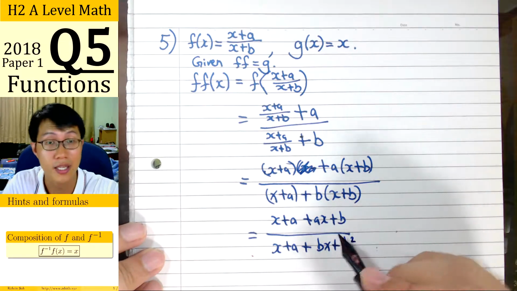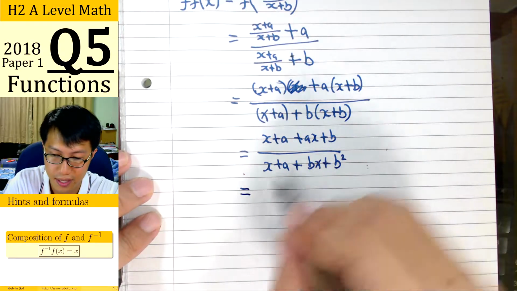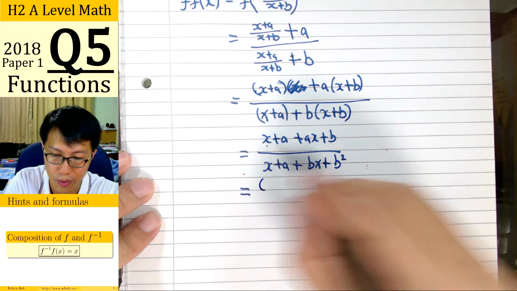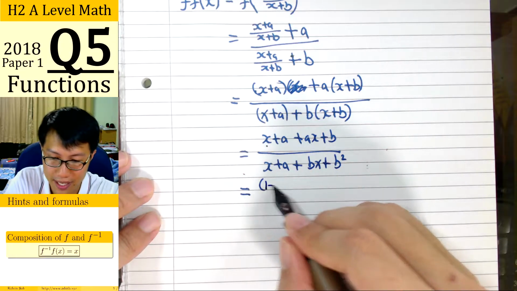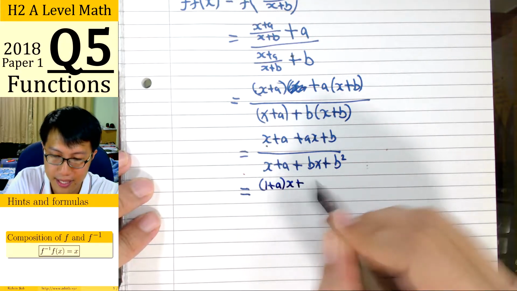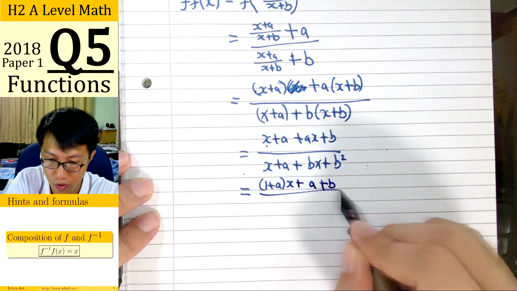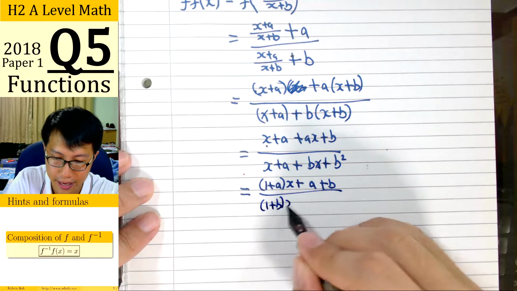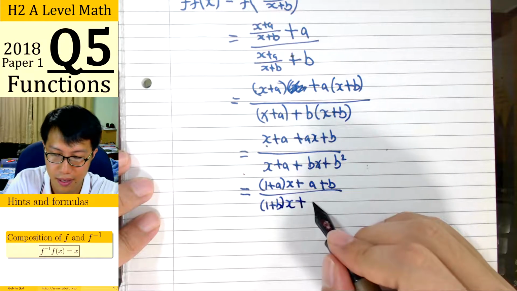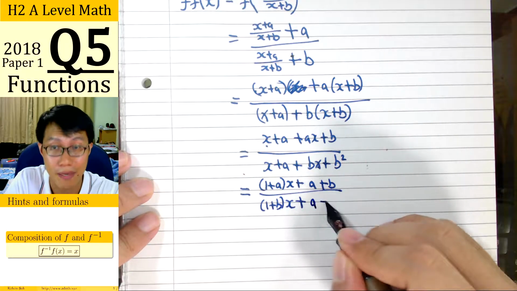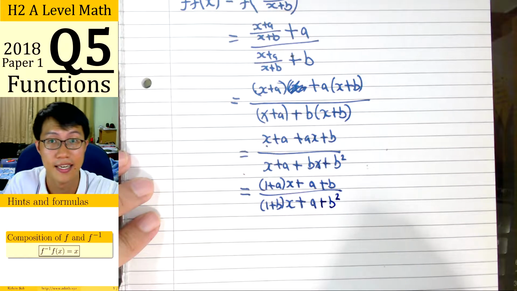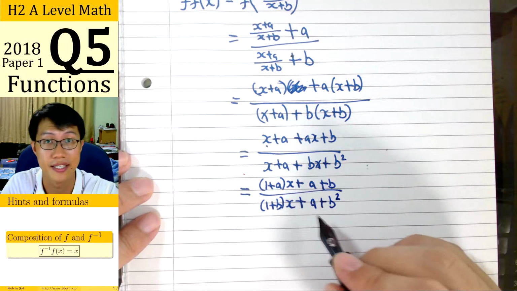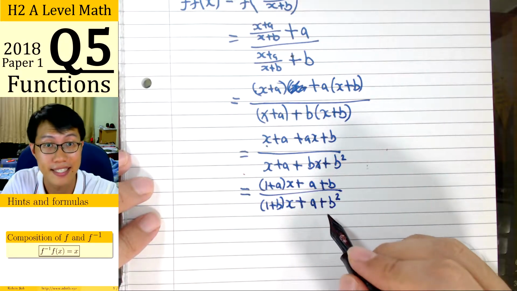Okay, we'll group all the terms with x's and group all the constants. So what we have is, we take out x for these two terms. We have (1 plus a)x plus (a plus ab), over these two terms with x's, (1 plus b)x plus (a plus b squared). Okay, so this complicated fraction is the composite function ff(x).